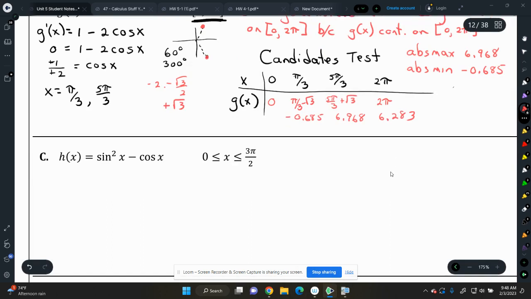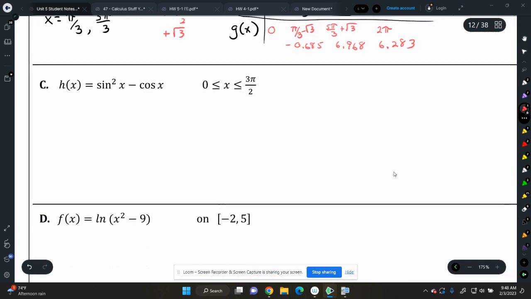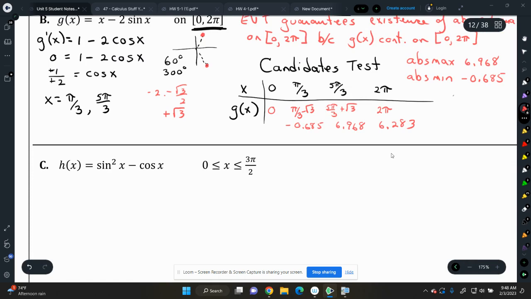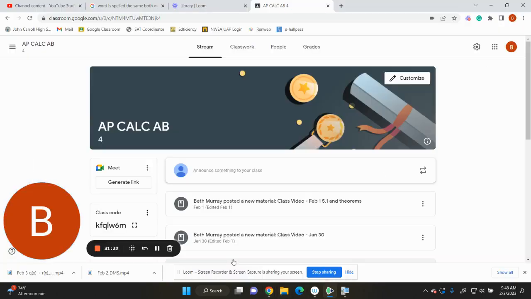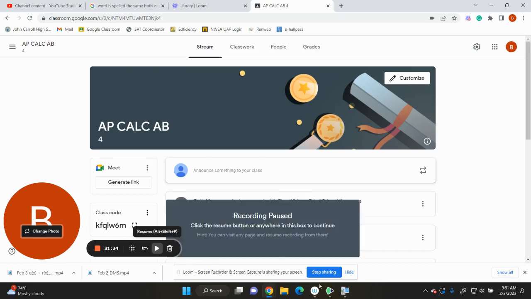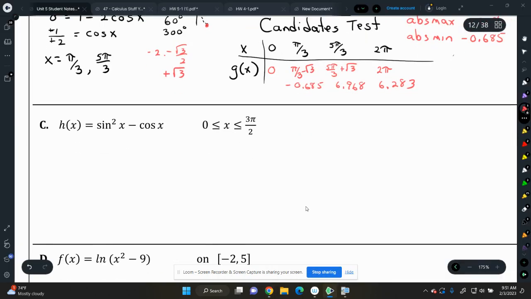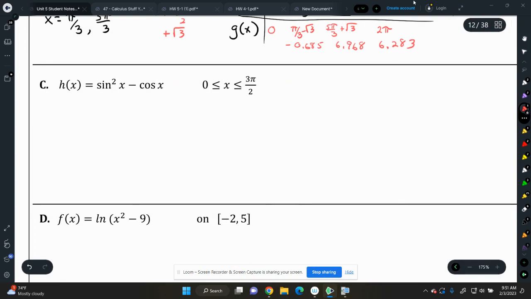Go ahead and do letter C. And just use your calculator if you need to, save you some time. I'm hearing too much general conversation, so we're not using our time efficiently.